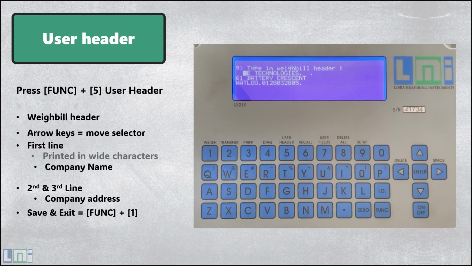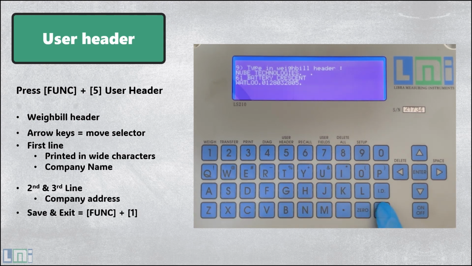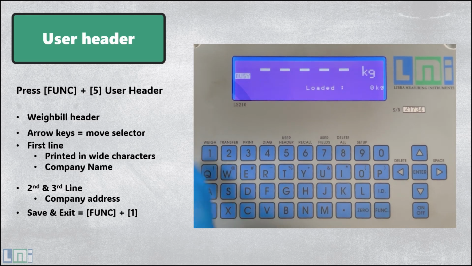The first line is printed in wider letters and often used for the company name, while the second and third lines are usually reserved for the company address. To save changes made, select function and 1 to return to the main weighing screen.